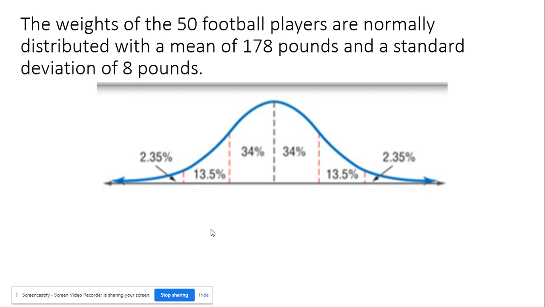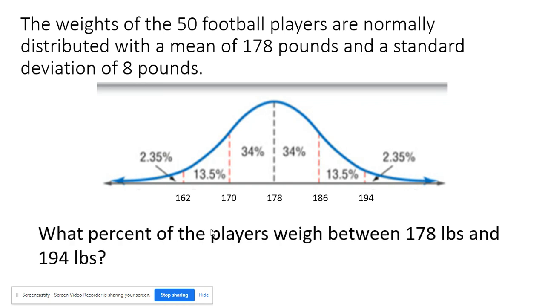It tells you that we have a mean of 178 pounds, so we know that is the center of our curve. And it tells you a standard deviation of 8 pounds. So as we go to the right of our mean, we are going to increase it by 8 pounds each standard deviation. So we add 8 as we go. Same idea as we go to the left, only it's decreasing. Therefore, we're going to subtract 8 as we go.